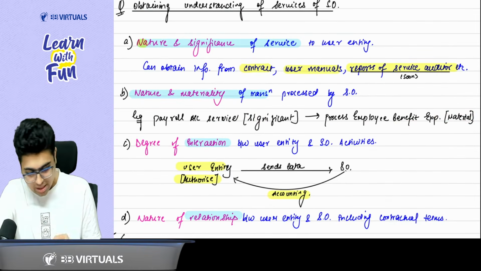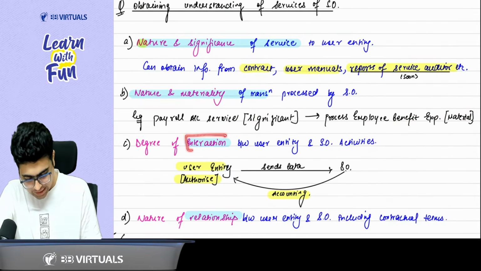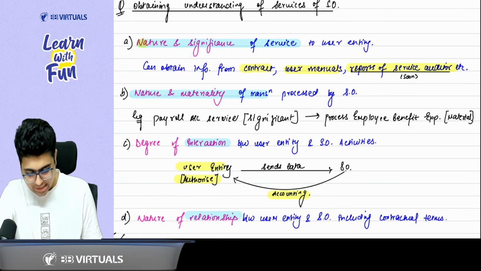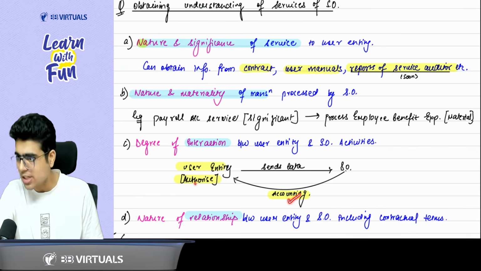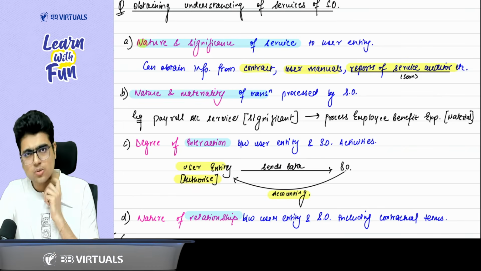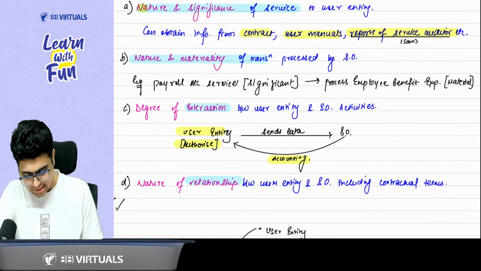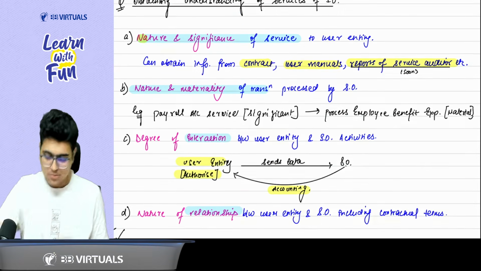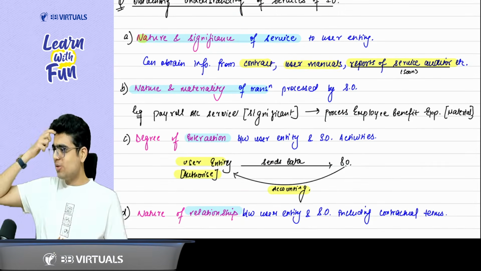Yes, sir. Now the next point says degree of interaction between the user entity and service organization. Interaction means how the user entity and service organization coordinate with each other. So user entity must be sending the data, service organization is doing the accounting, and then user entity is authorizing the accounts. Okay, sir. And lastly, nature of relationship between the user entity and service organization, including the contractual terms. So these are the 4 points you need to consider.